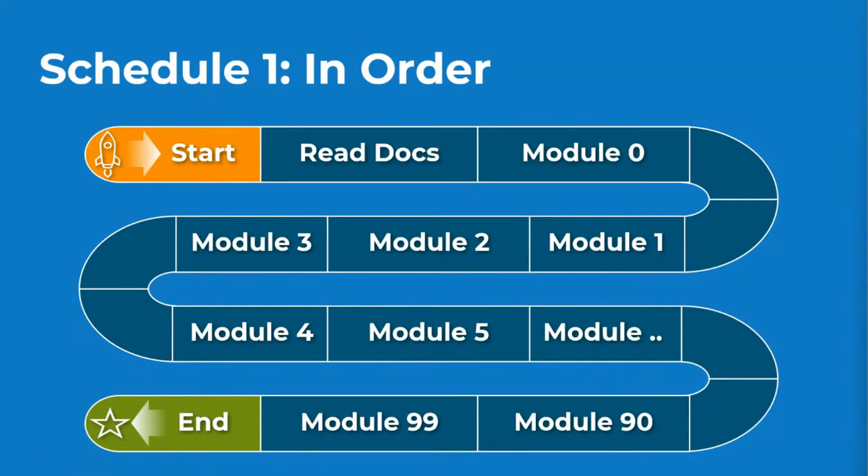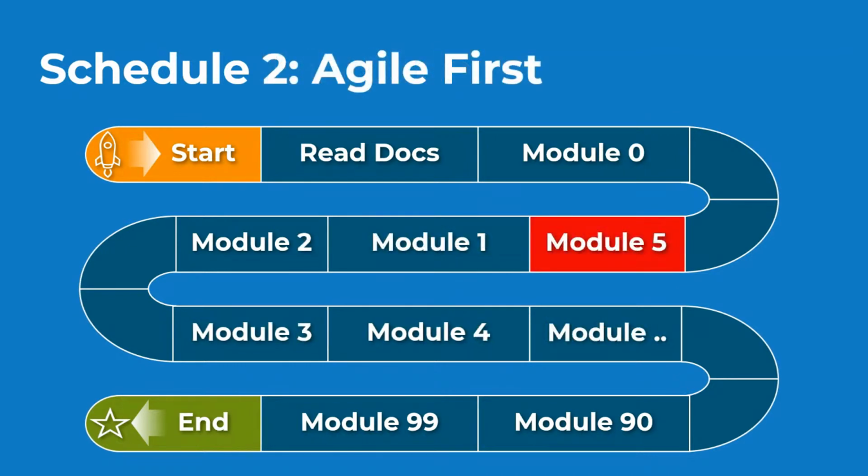So just watch them in order. Read the documents, start with module 0, then go to module 1, 2, 3, and so on. Schedule 1, in order, pretty simple. Schedule 2, agile first.